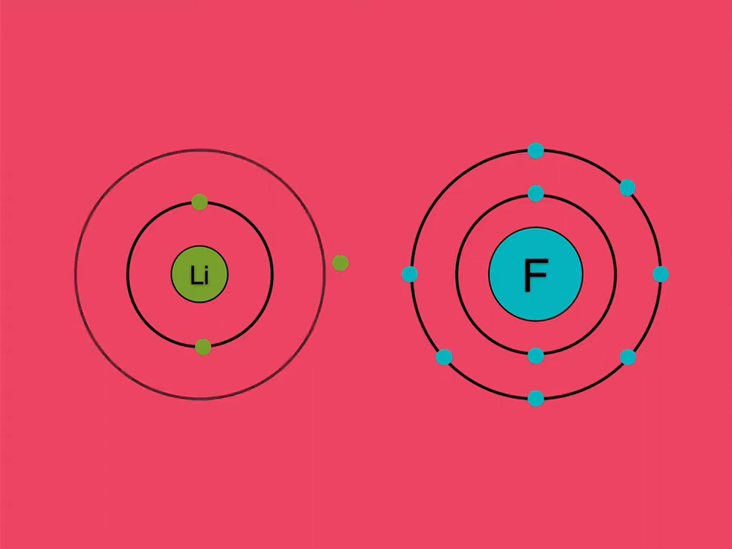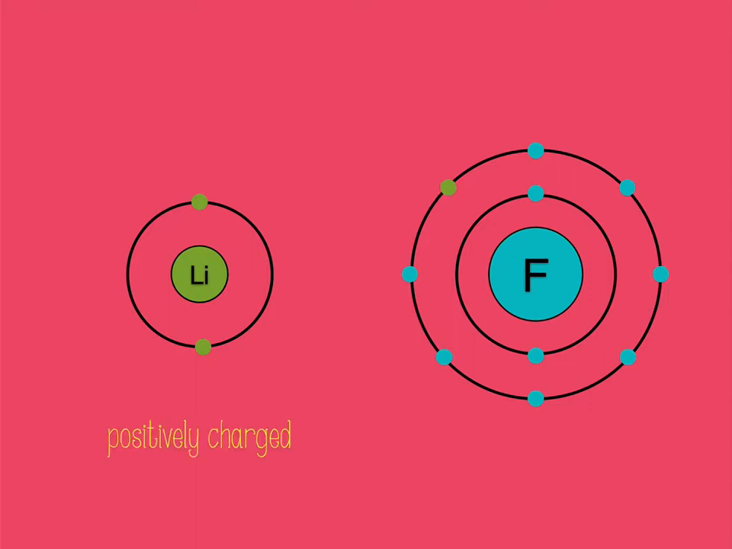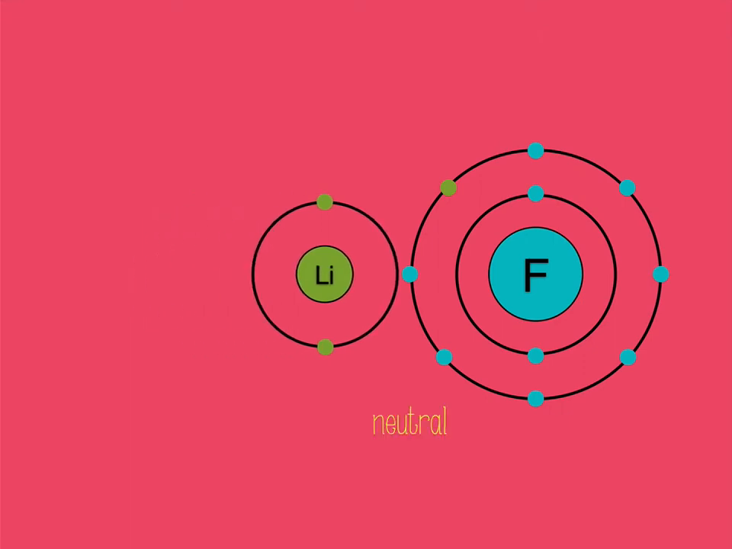Watch closely. Now lithium is positively charged because it lost an electron. Fluorine is negatively charged because it gained the electron. They are attracted, and when they form an ionic bond, those charges cancel, and they become a neutral compound. In truth, you never really have 1 lithium and 1 fluorine reacting. Ionic compounds form crystalline structures with multiple atoms involved.